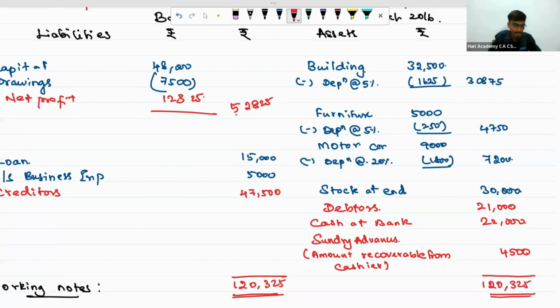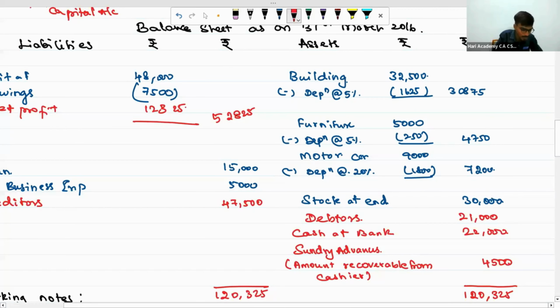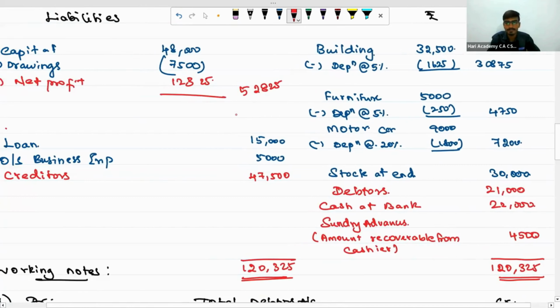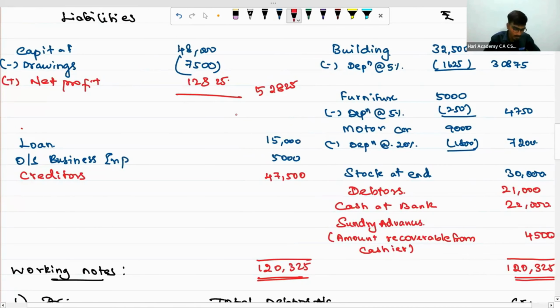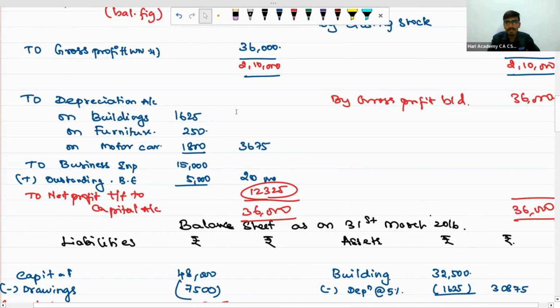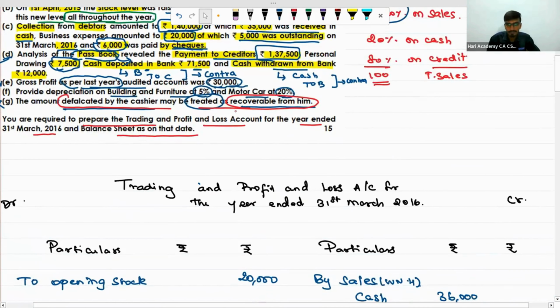Anyhow, it is going to be the same only. We'll just try to verify it. 30,875 plus 4,750 plus 7,200 plus 30,000 plus 21,000 plus 22,000 plus 4,500. You get the same value. In your examination, you can do it like this. This one sum, for me to explain, it may take 1 hour, but if you practice, you can easily solve it within 35 minutes.